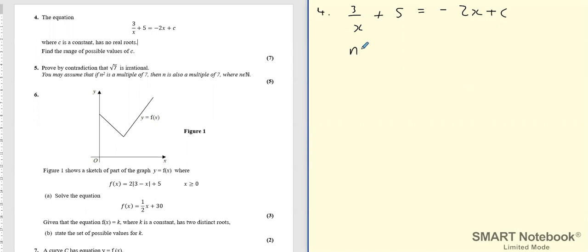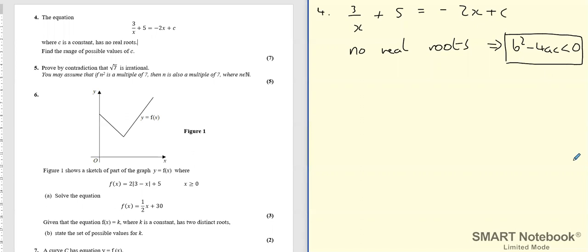When I see the phrase no real roots, I am thinking about the discriminant, and specifically the discriminant being less than 0. It's not a quadratic at the moment, but this is sort of my starting point. b squared minus 4ac is less than 0. So let's see if we can try and make sense of this. So 3 over x plus 5 equals minus 2x plus c. And I've got x in the denominator here.